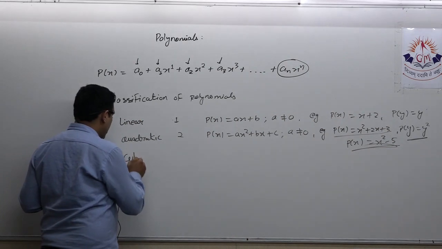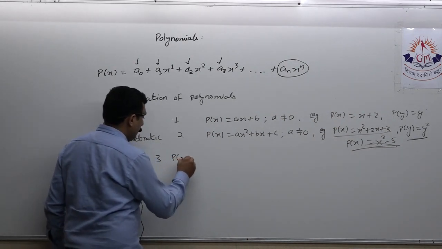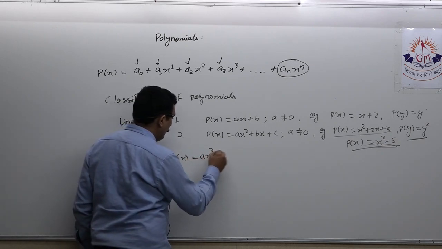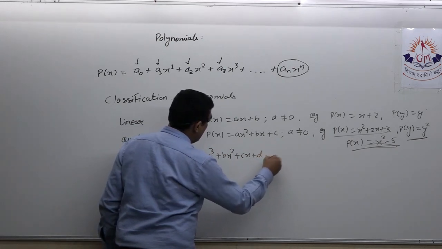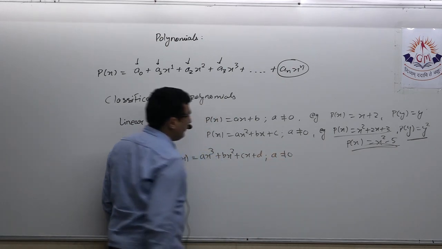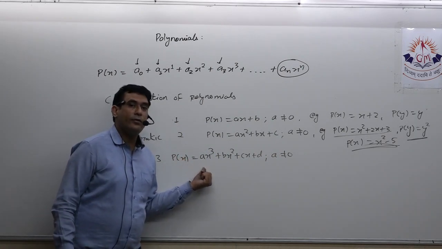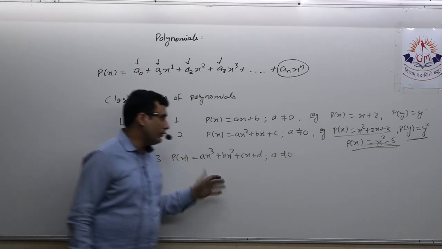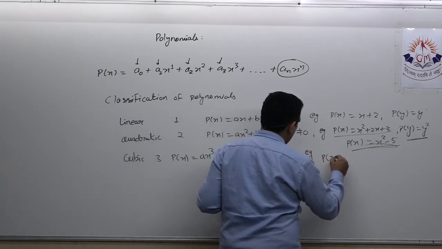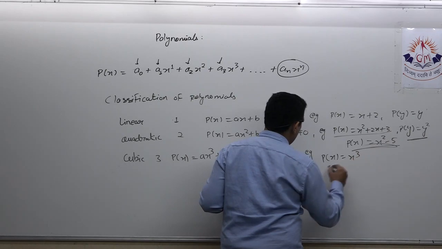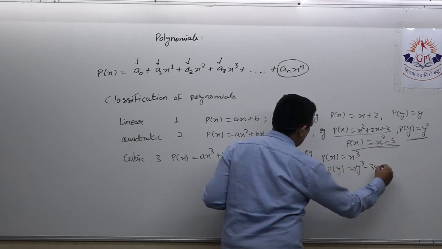After that we have the cubic polynomial. Degree is 3. Standard form is ax cube plus bx square plus cx plus d. Again, a should not be 0. In short, I can say the leading coefficient should not be 0. For example, I can write p(x) is equal to x cube, p(y) is equal to 2y cube minus 3y.